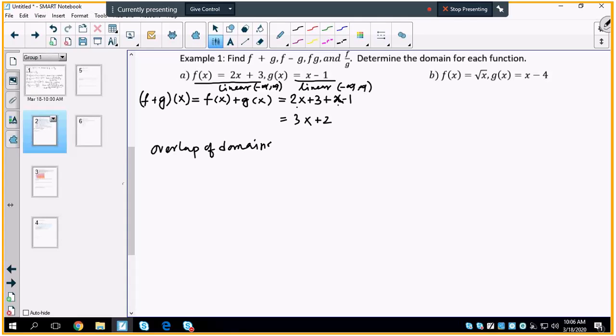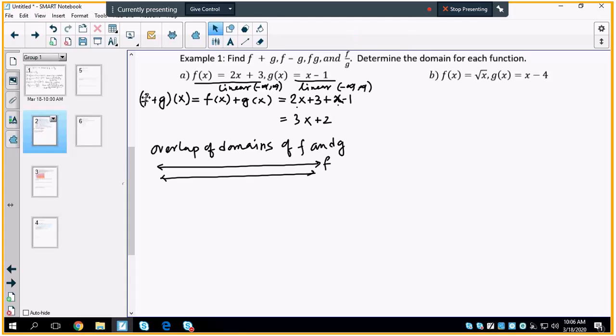And we're going to do this work only once, as this is going to be repeated as the domain of f minus g and f times g. So overlap of domains of f and g. Draw a number line. This time your work is pretty simple. Your domain for f is everything. There is nothing that we need to discard. So say this is the domain of f.